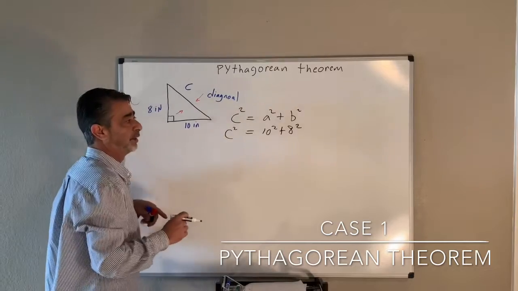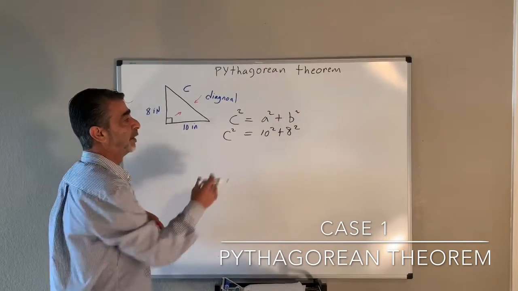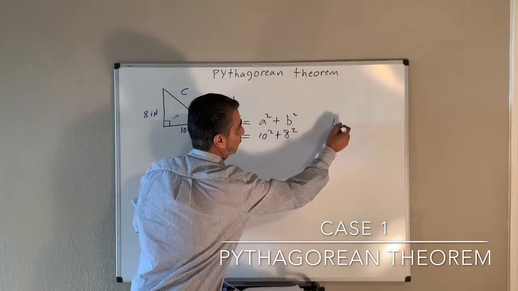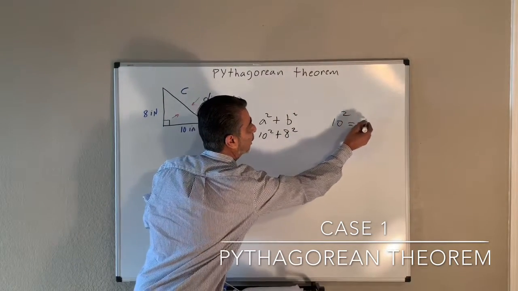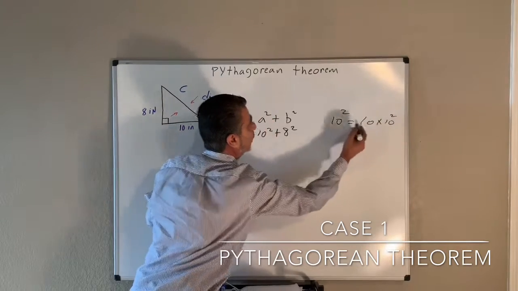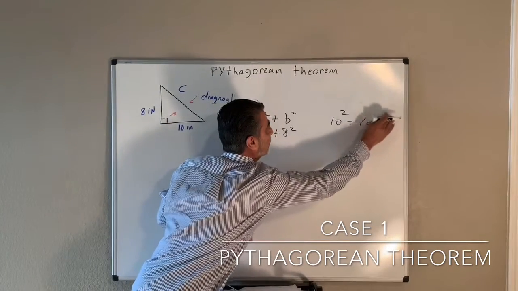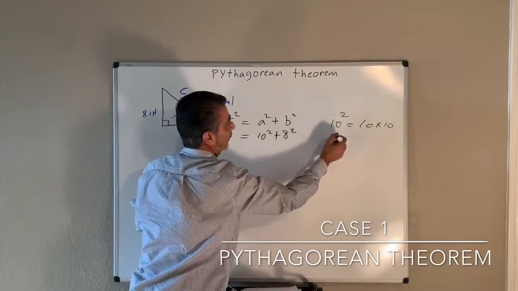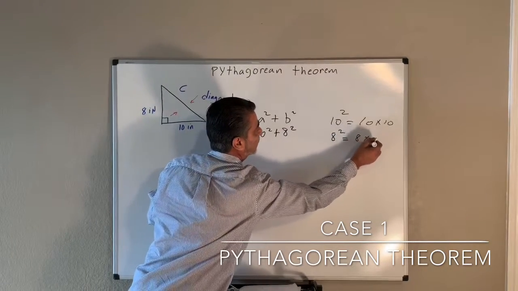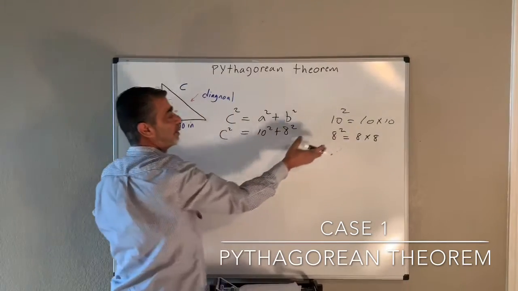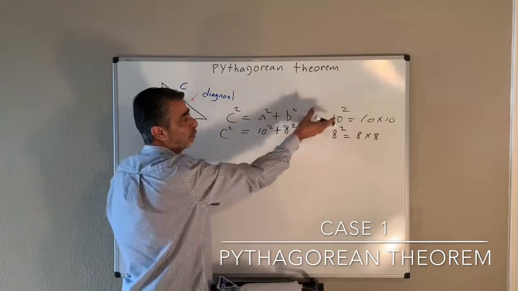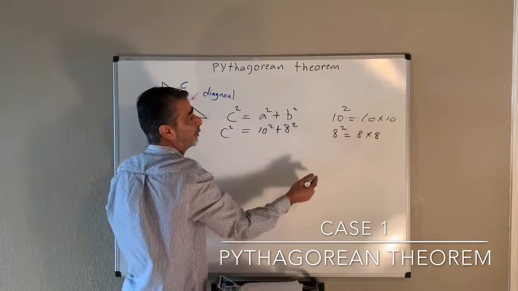You're going to tell me that you don't have a calculator. How do I find 10 squared? 10 squared is 10 times 10. To square a number, you multiply it by itself. Same thing as 8 squared, which is 8 times 8. You don't need a scientific calculator. You can use your phone calculator to multiply the numbers.